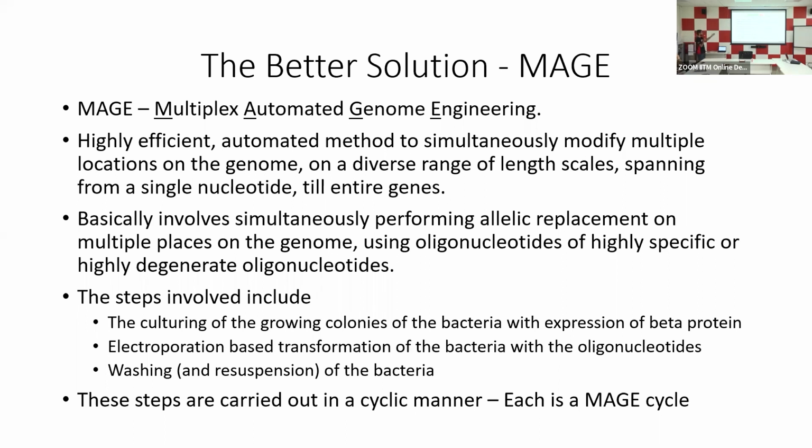Basically, how this system works schematically is the colonies with whatever phenotype we want are cultured. And also the beta protein of the lambda phage system is expressed within these colonies. Okay? Then electroporation-based transformation of the bacteria with the oligonucleotides, so the bacteria are transformed with the oligonucleotides, and then general washing, and if they are preserved, resuspension of the bacteria back to the culturing phase. So this is all done in a cyclic manner, and each cycle is called a MAGE cycle in this presentation.